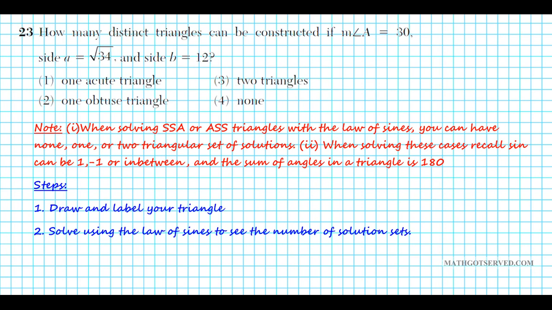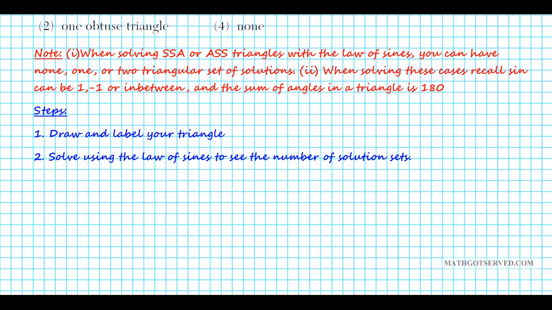Acute basically means that the angles are between 0 and 90, and then obtuse is basically angles between 90 and 180. If you have one angle that's between 90 and 180, then you have an obtuse triangle. Then you have acute if all the angles are between 0 and 90 degrees. All right, so let's go ahead and solve the problem and see what we get.